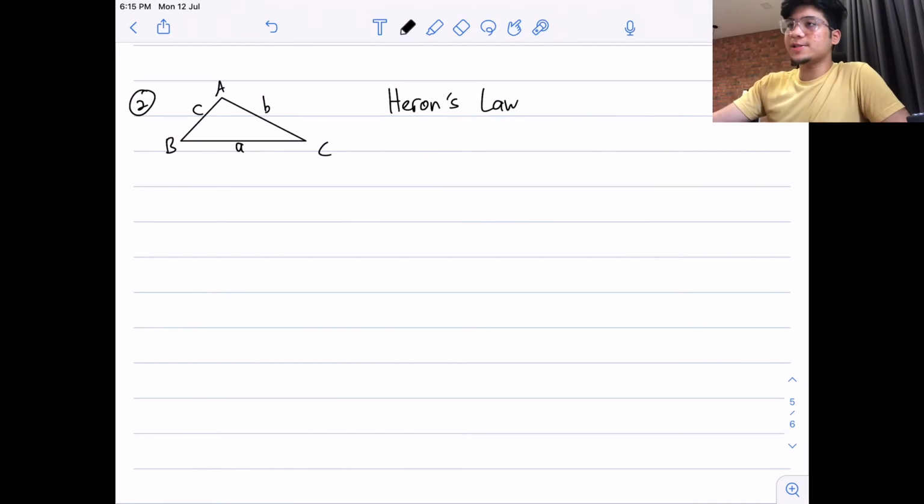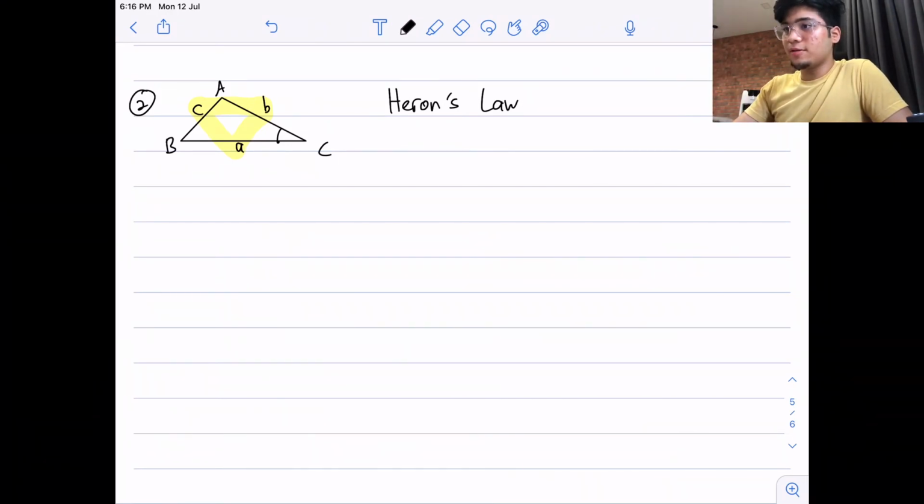Basically it's in the syllabus, but by right, you don't actually even need to use Heron's law, because the situation to use Heron's law is when the only thing given are the sides, as in angles aren't given. But with the sides being given, you could use cosine rule to find the angle and then straight away use the other area law. Because Heron's law is actually quite complicated. I'll show you right now.